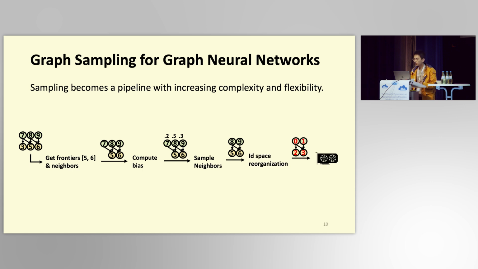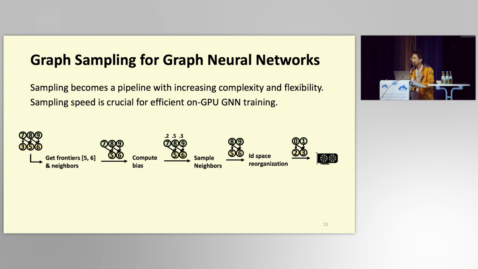And finally, as required by GNN training, which usually takes place on the GPU, we have to reshuffle the ID space of the produced subgraph. Another important thing to note is that GNN training runs on the GPU and often needs to consume sampled subgraphs at a large scale. Therefore, sampling speed is also important.